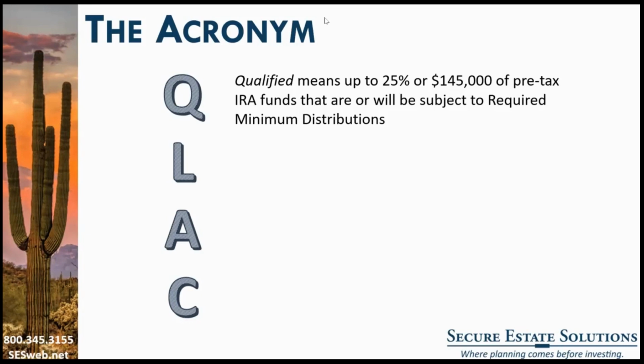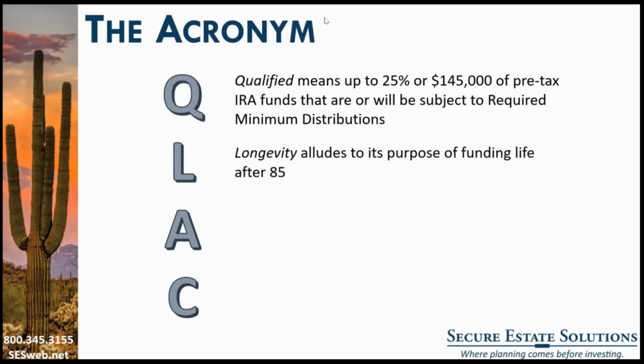So they limit how much you can put in there. It's the lesser of 25% of all your IRA money, or 145,000. So no more than 145,000 and no more than 25%, whichever is less. Qualified money only. The next part is longevity.